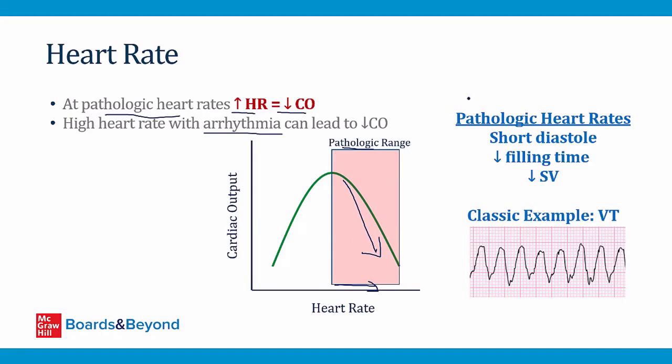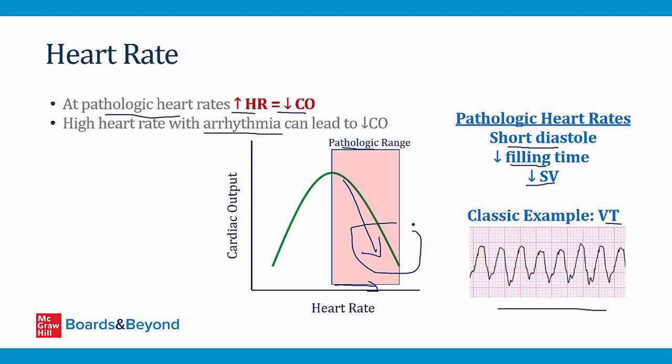So I've summarized these points here. At pathologic heart rates, there's very short diastole, there's a decrease in filling time, and therefore a fall in stroke volume. And the classic example of this is ventricular tachycardia, shown here in this EKG. This person's heart is beating so fast, the ventricle doesn't have enough time to fill, and therefore there's going to be a drop in cardiac output, and that's why people with VT can pass out. You won't see this when your heart rate goes up at the gym because it's never going to get up to 300 beats per minute.